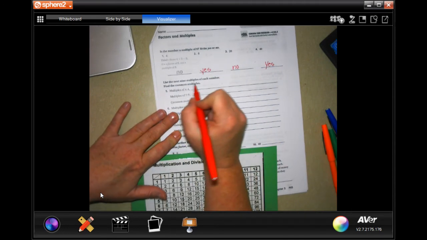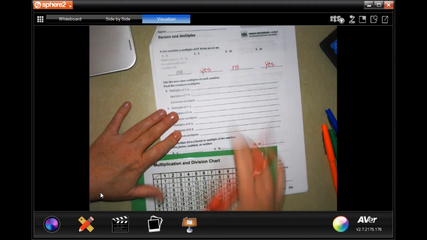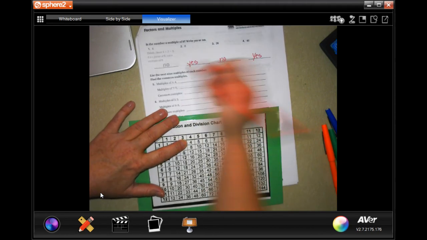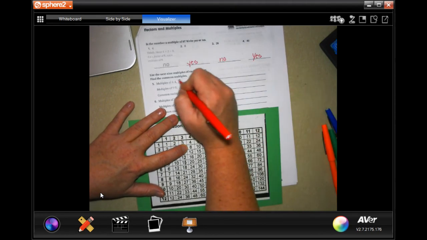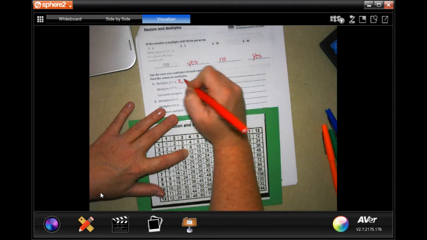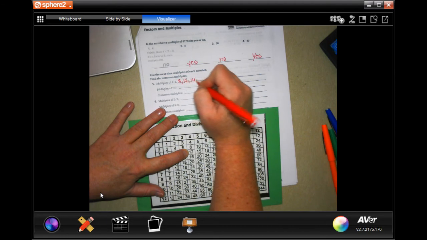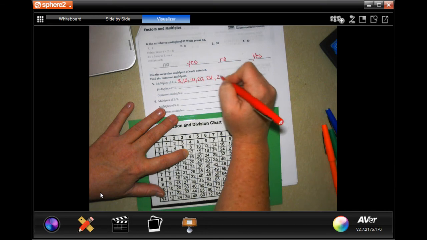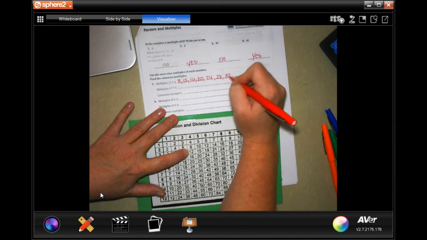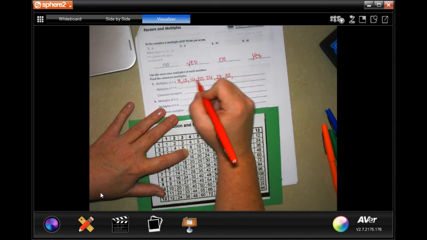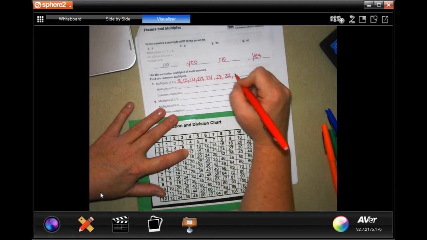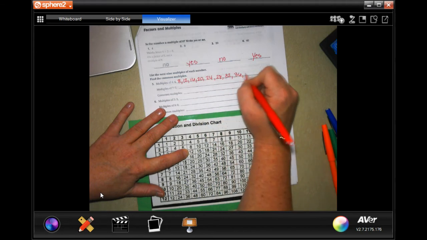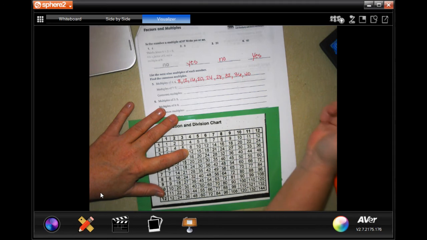Now, list the next 9 multiples of each number. Okay. So starting with 4: 4, 8, 12, 16, 20, 24, 28, 32, 36 and 40. Okay.